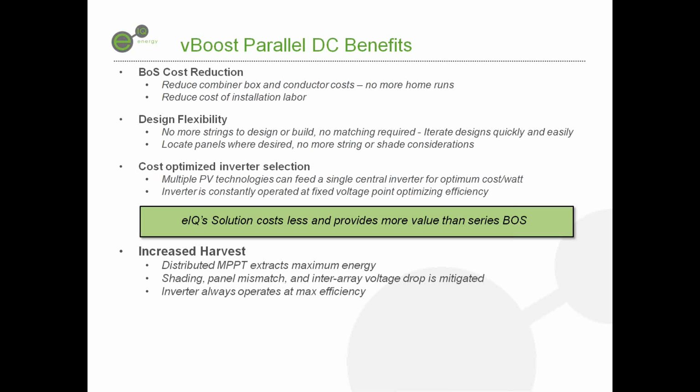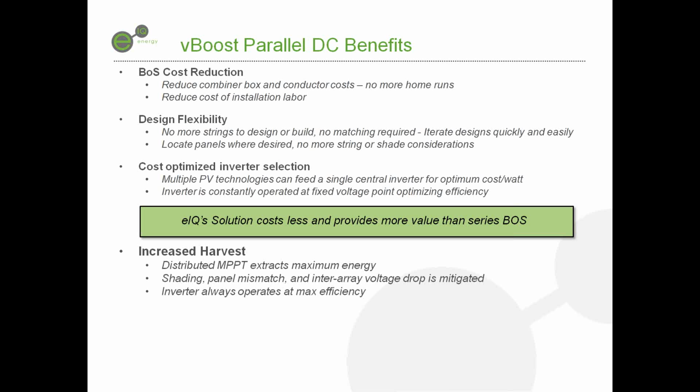The next is design flexibility. Because we're no longer looking at voltage as a limiting factor, because the vBoost units are going to take that out of the equation, we'll talk a little bit more about that in a second as well. Your primary design consideration becomes just whether or not the modules are facing the sun and looking at the current ampacity being delivered by each module and making sure that your conductors are sized properly to be able to handle that current and transport it back to the inverter where it can be converted from DC to AC.